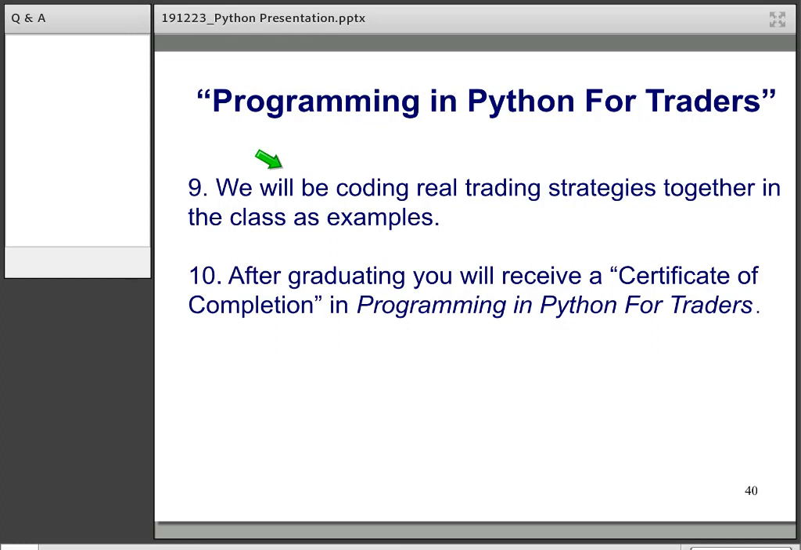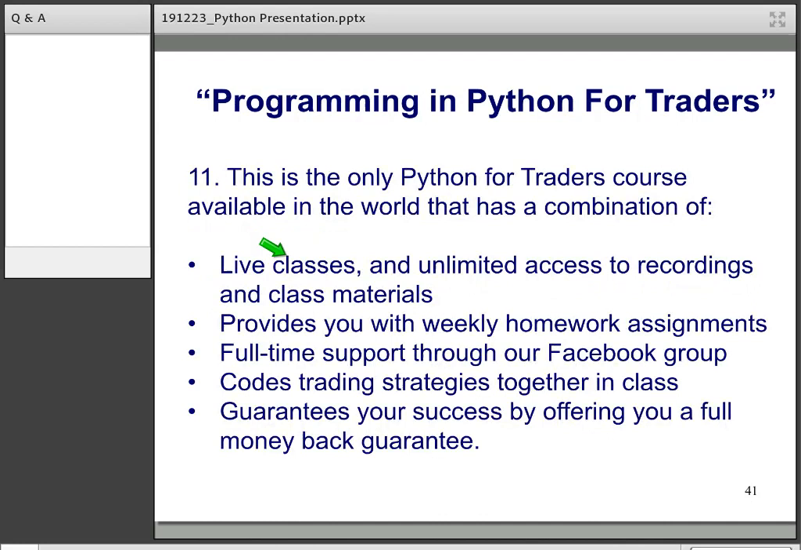So you're having a trader who is world-class in programming teaching, and that makes a large difference, okay? After graduating class, you're going to receive a certificate of completion in programming in Python for traders. You will be proficient in programming in Python, okay?